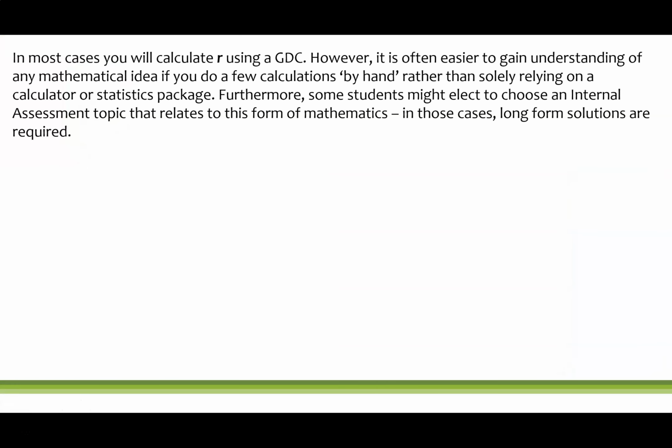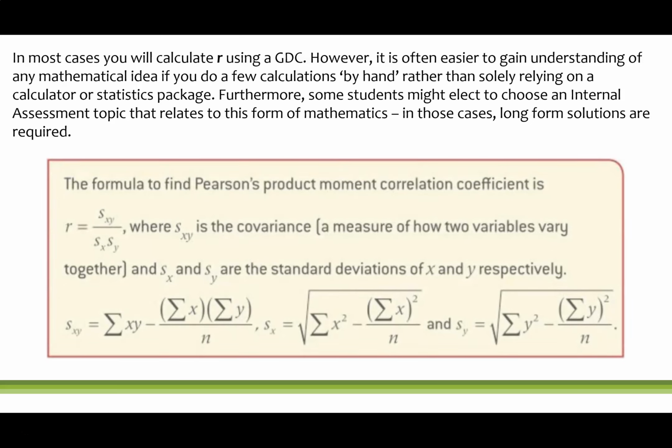So here we go. In most cases, you are going to be using a calculator to find R. There are no two ways about that. What's important for application students is to know how to interpret that information and what to do with it once you have it. Doing it, quote unquote, by hand doesn't mean doing every calculation on your own. It just means showing all the steps that go into calculating R. And it's internal assessment students who may end up having to do this.